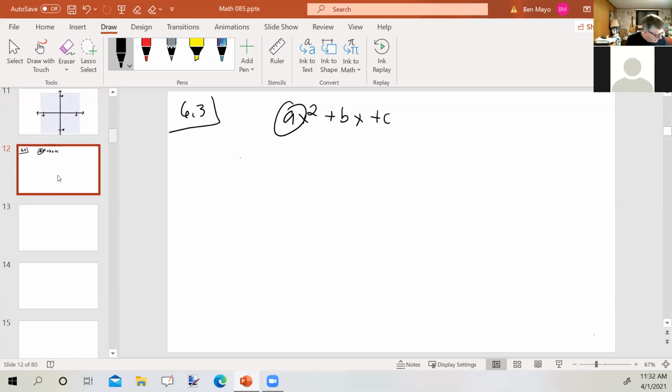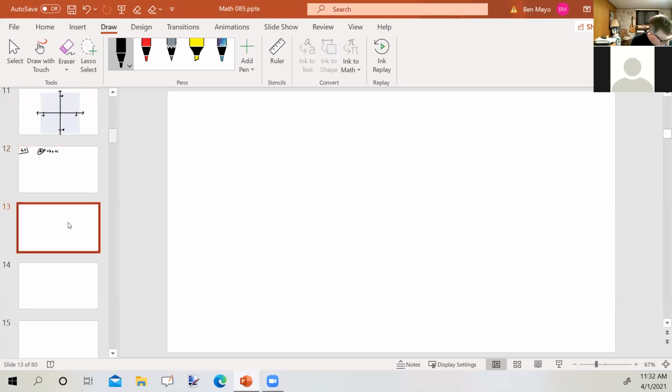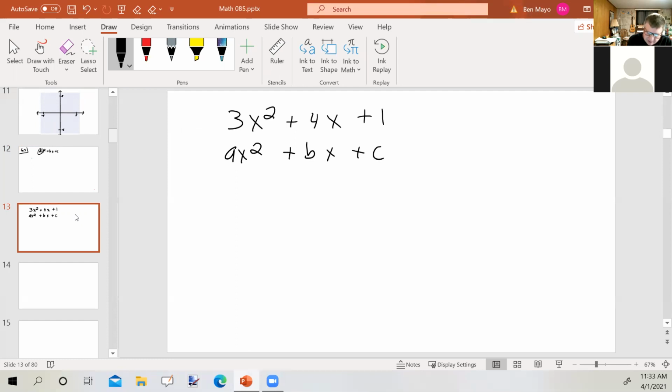All right, so let's just get right down to business, and I'm going to take an example, which is 3x squared plus 4x plus 1. This is in standard form, as in ax squared plus bx plus c. So the coefficients, a is 3, b is 4, and c is 1. Do you have any questions about where I got the 3, 4, or the 1?